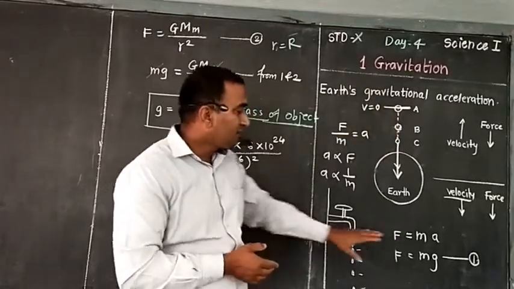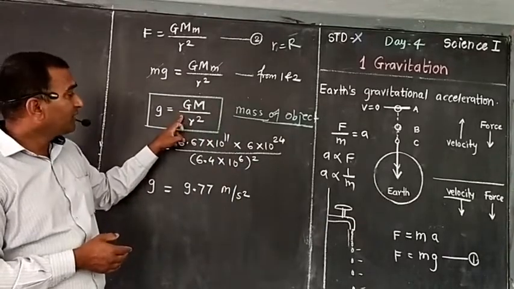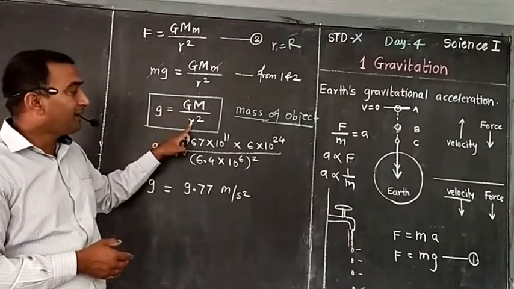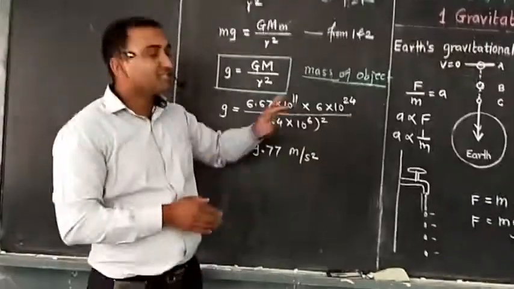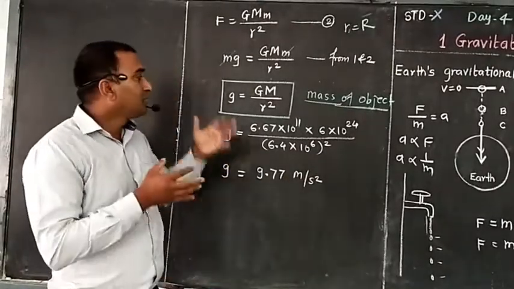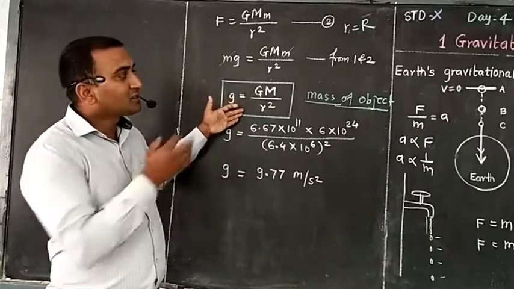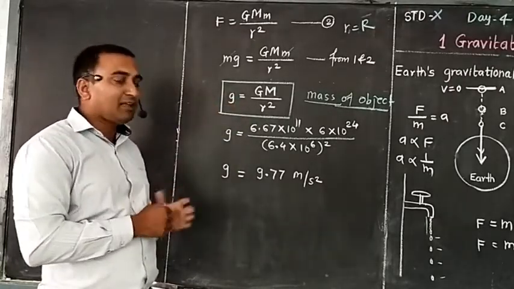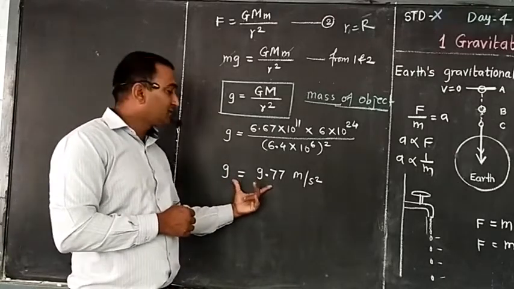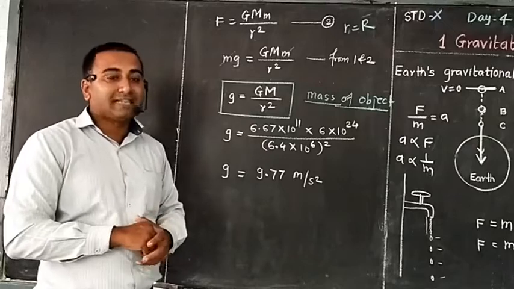And then this acceleration due to gravity's equation is GM divided by r square. With that, mass will not play any role. All the objects will fall down at the same time because of this. It does not depend on the mass of the object. And finally, we have reached the value g is equal to 9.77 meter per second square.